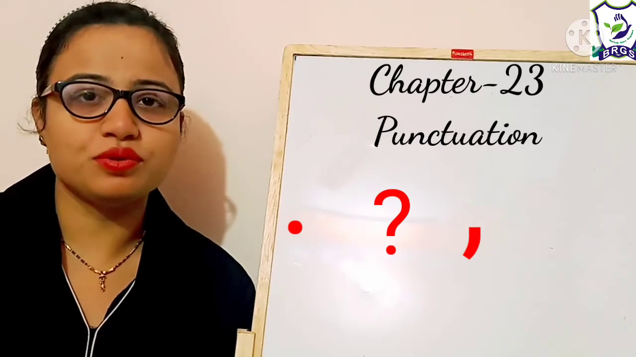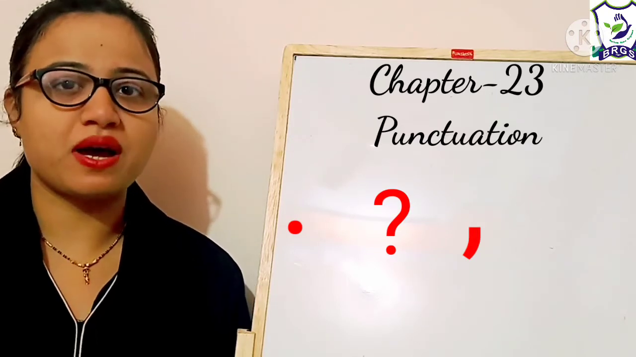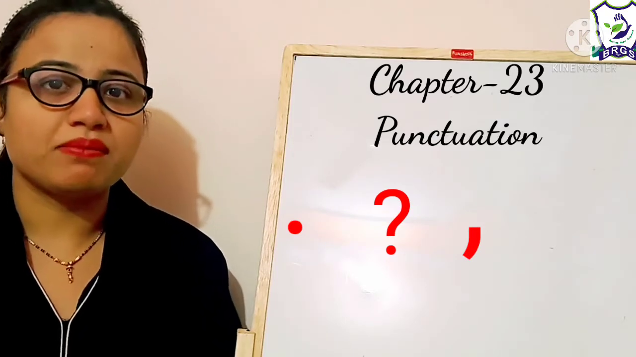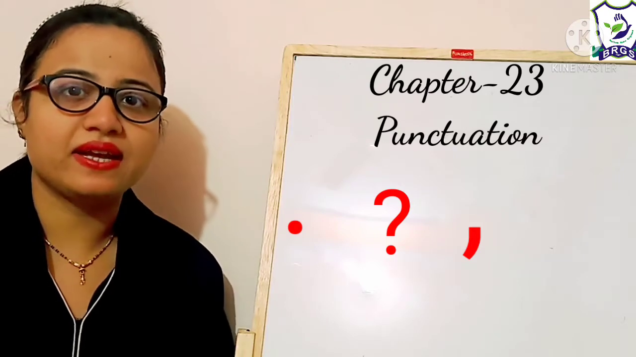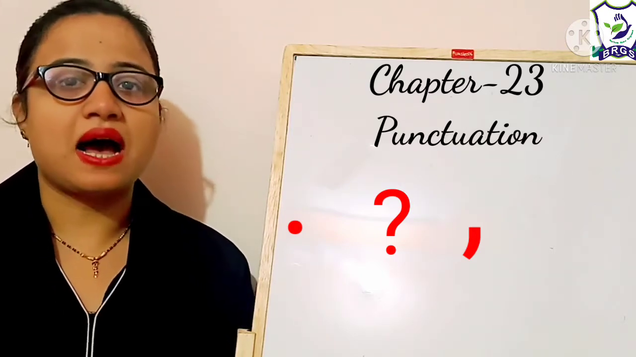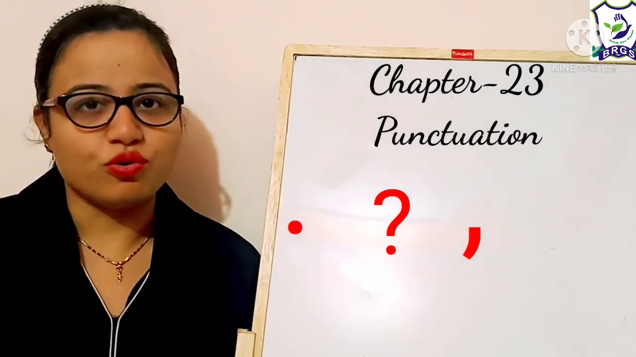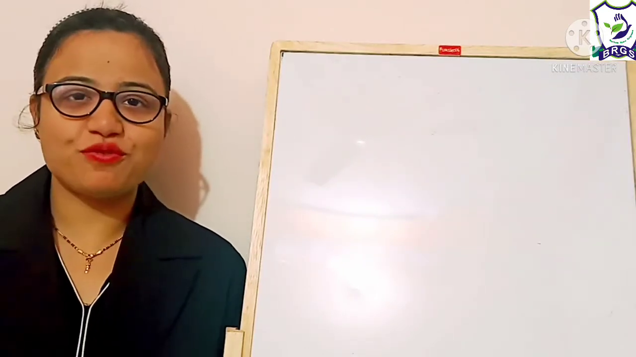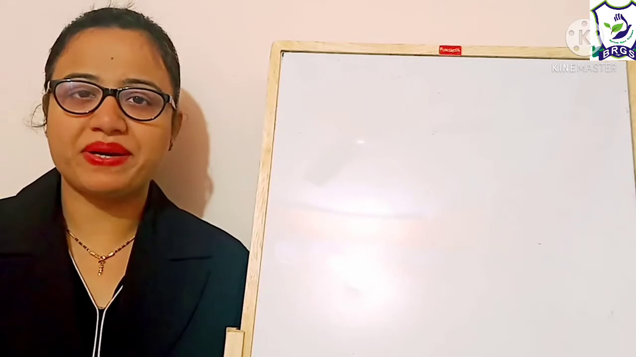कुछ marks हम use करते हैं ना, like full stop, question mark, commas to make the meaning clear, ताकि हमारा meaning clear हो जो हम sentence write कर रहे हैं. These marks are called marks of punctuation. Okay? Children, first of all, we will revise the use of capital letters.